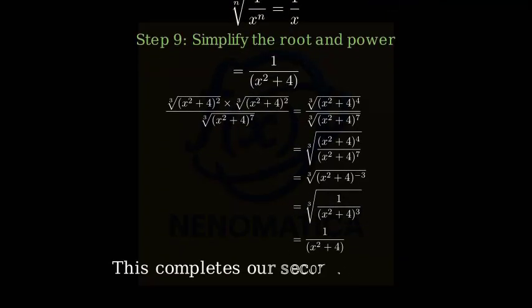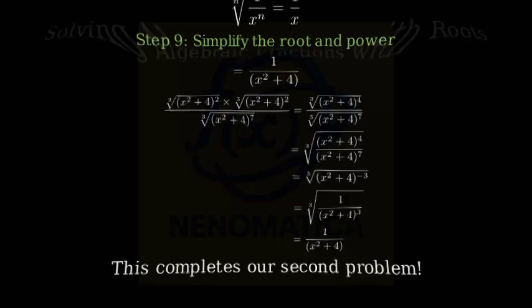Let's review the steps. First, we combine the product of cube roots in the numerator. Then, we combine the quotient of cube roots into a single root. Next, we subtracted the exponents inside the root. Then, we rewrote the negative exponent with a positive 1. Finally, we simplified the root and power to get our answer.